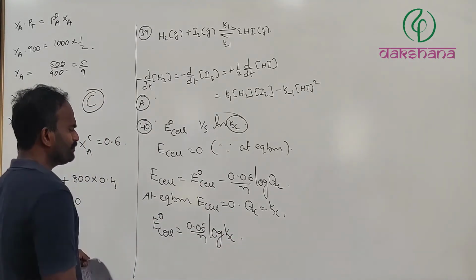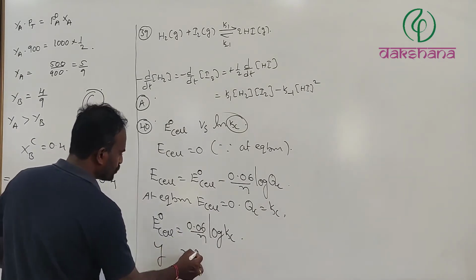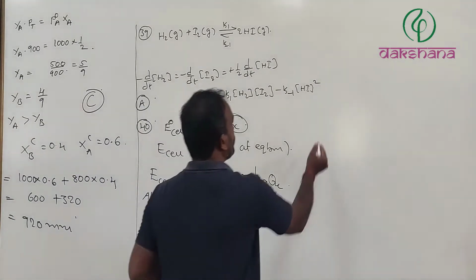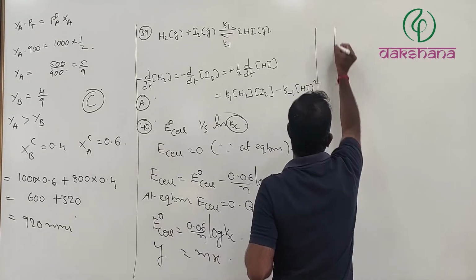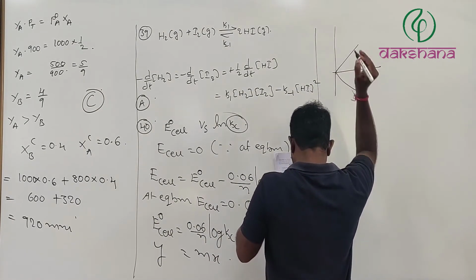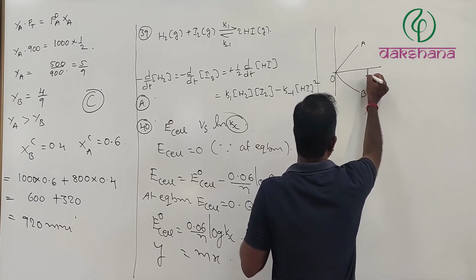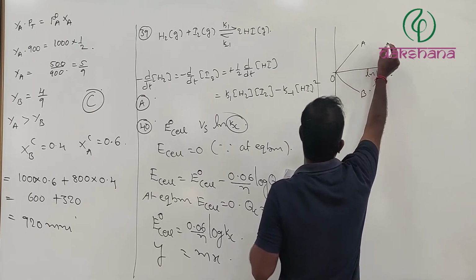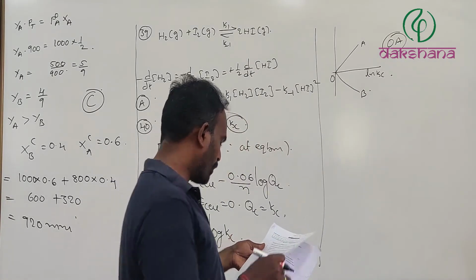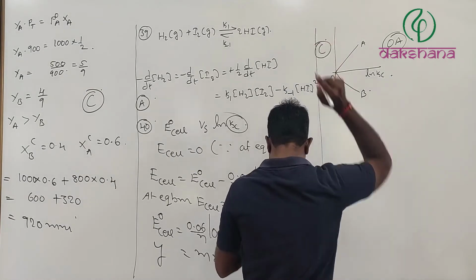Now, if you plot the graph, from this one, y is equal to mx. Therefore, it has to pass through the origin. So, which graph is passing through the origin? Here they have given the graph O, A, B. Here ln Kc is given. Therefore, it has to pass through the origin. Therefore, graph OA, such that option C. So, here option C.